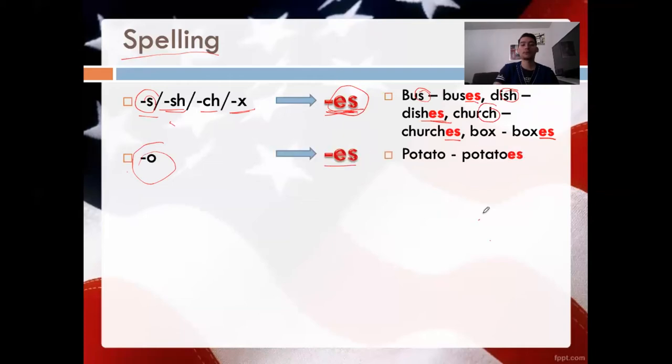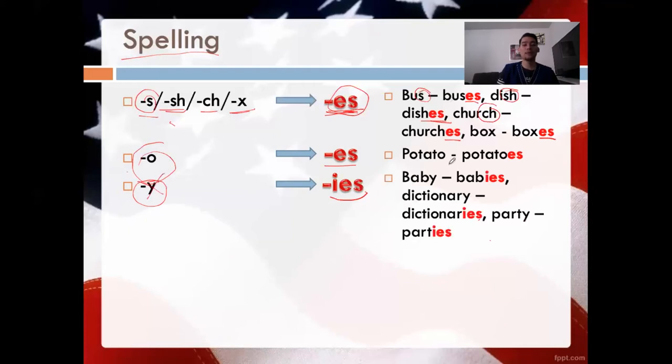Então, nós temos o quê aqui? Potato, potatoes. Why? Então, olha só. Quando o substantivo terminar em Y, nós iremos acrescentar IES, mas a gente vai tirar o Y. Então, olha só. Baby, tira o Y, fica babies. Dictionary, tira o Y, dictionaries. Party, tira o Y, parties. Ok?